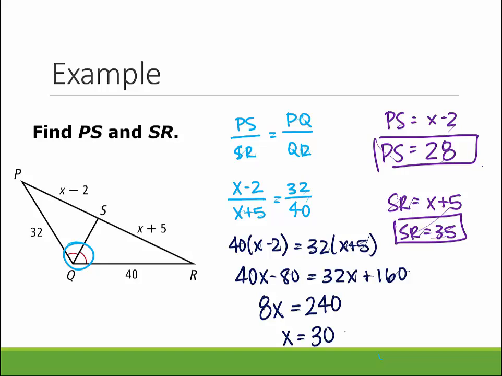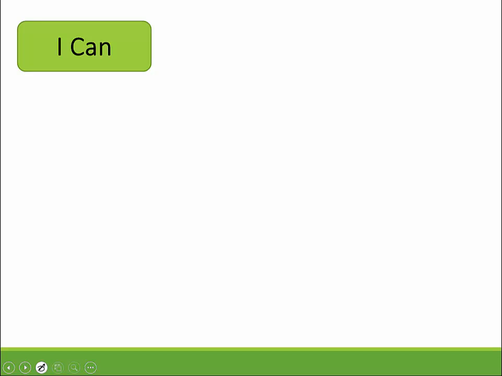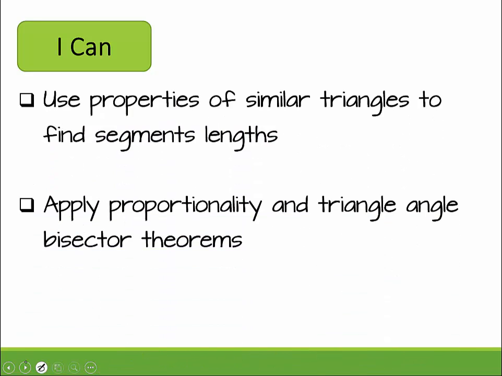And then remember, you can check these by plugging them in. Is 32 over 40 the same thing as 28 over 35? And it ends up being exactly the same ratio. So you should be able to use the properties of similar triangles to find segment lengths, and then apply the proportionality and triangle angle bisector theorems that we just did to solve those problems.